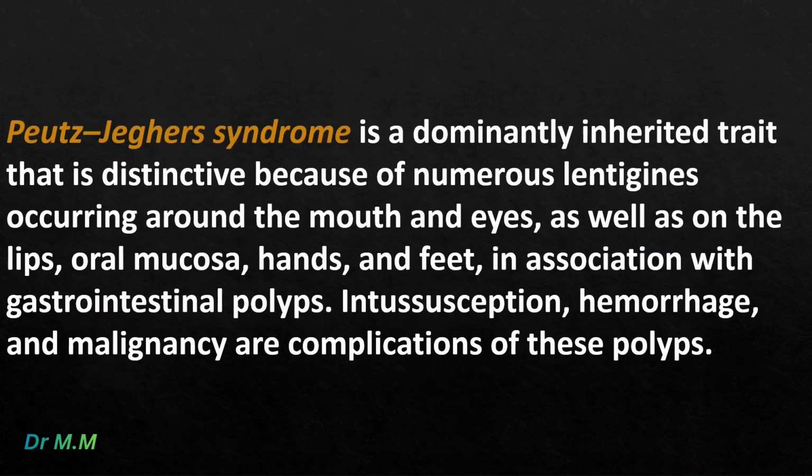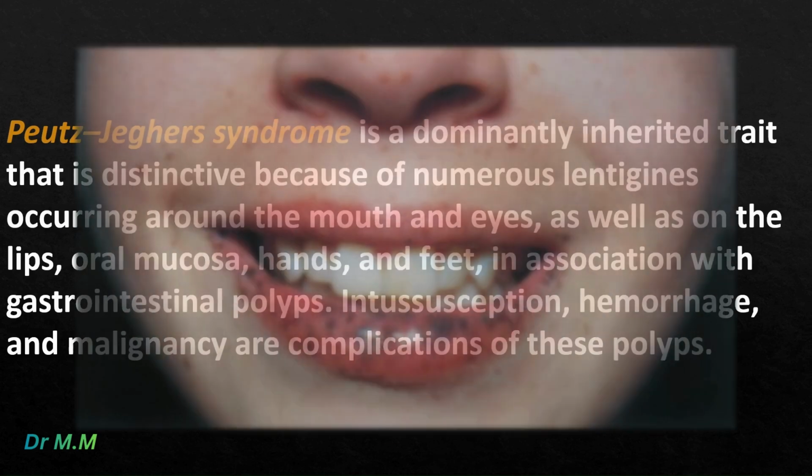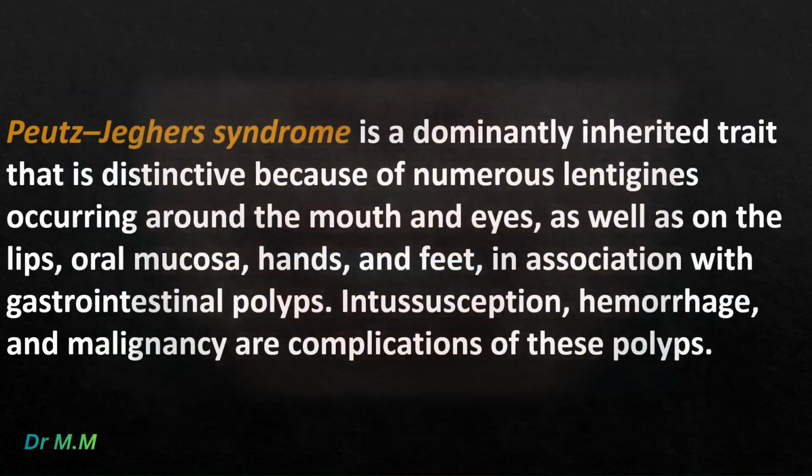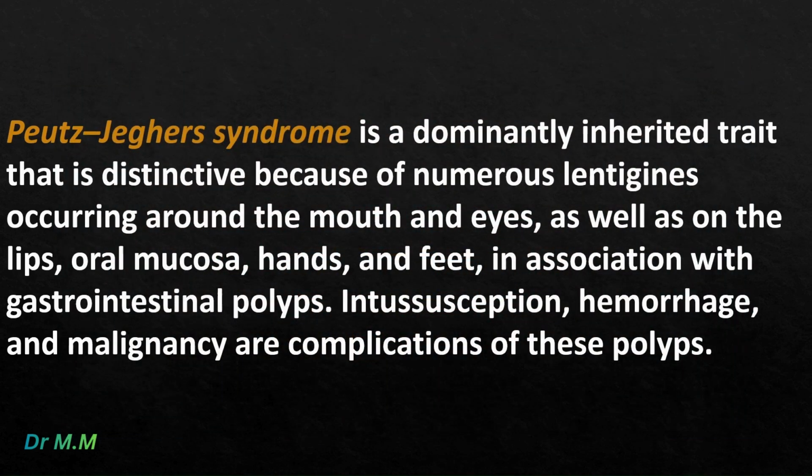Peutz-Jeghers syndrome is a dominantly inherited trait that is distinctive because of numerous lentigines occurring around the mouth and eyes, as well as on the lips and mucosae, hands and feet, in association with gastrointestinal polyps. Intussusception, hemorrhage, and malignancy are complications of these polyps.